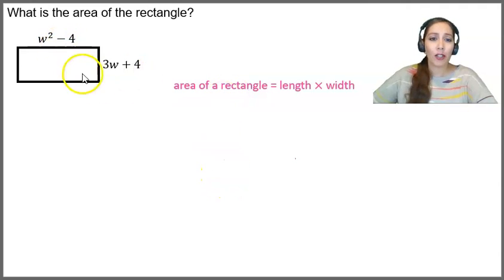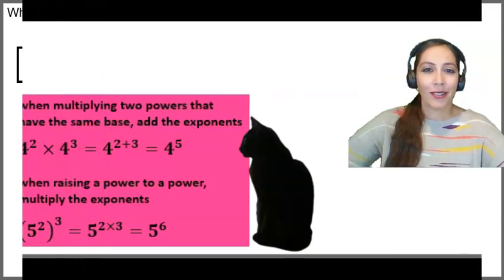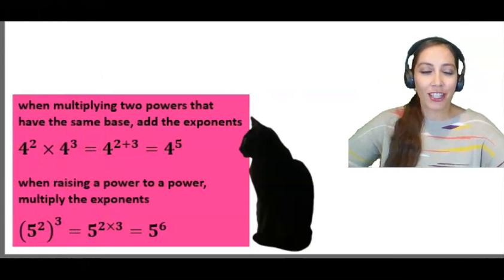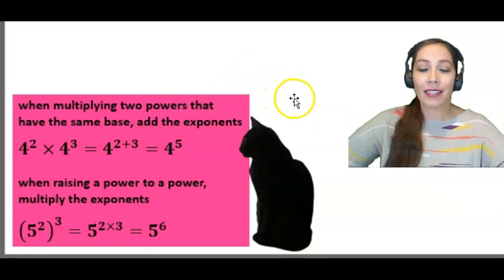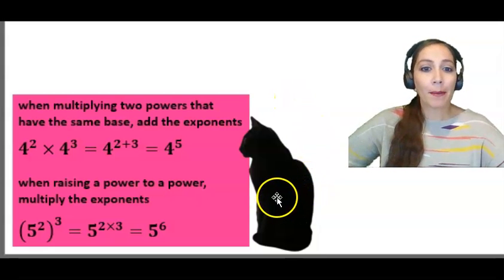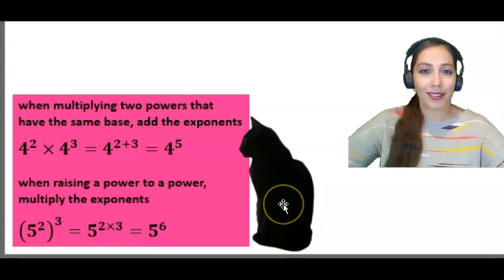So I have a binomial and a binomial. How am I going to multiply a binomial times a binomial? Chloe is here with her latest cheat sheet notes. She wants you to know that when you are multiplying two powers that have the same base, you're going to add the exponents. And when you're raising a power to a power, you're going to multiply the exponents.